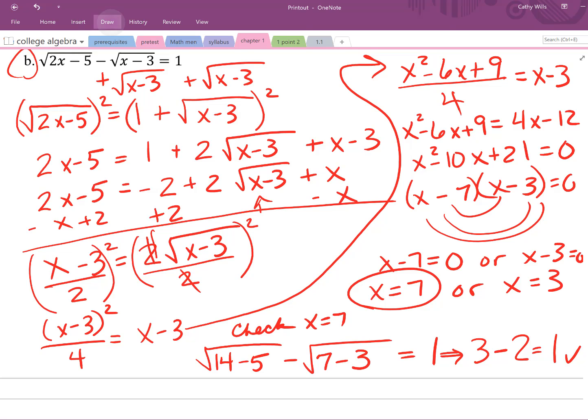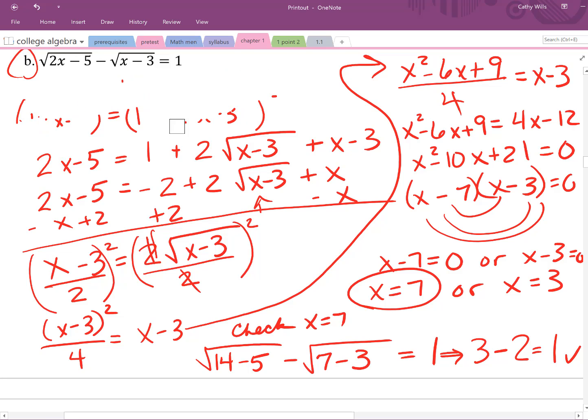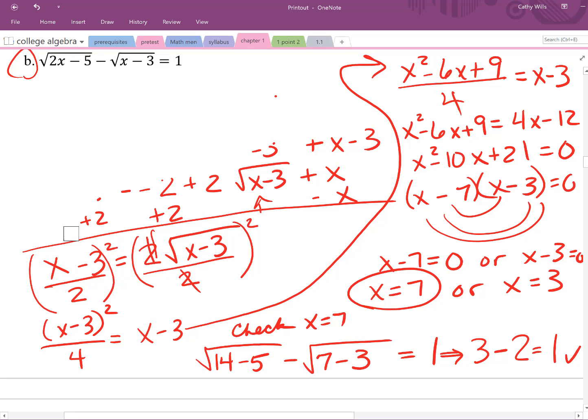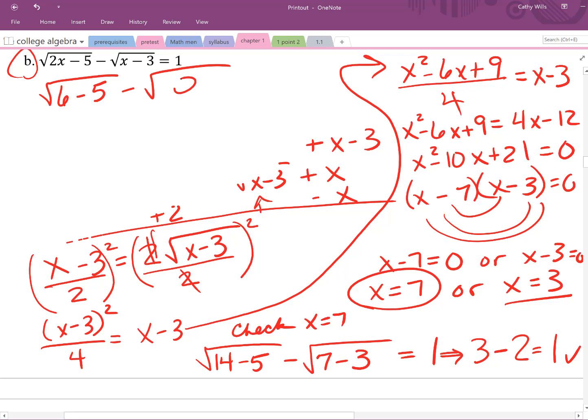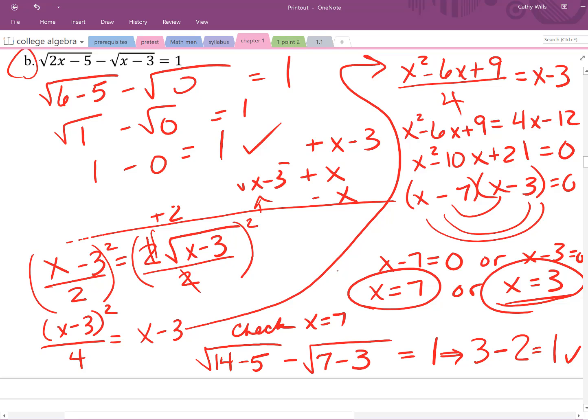Now I'm going to need to go back and check 3. And since I don't have any room, I'm just going to go ahead and erase some of this stuff up here so that I don't run out of room. So now I'm going to check 3. X equals 3, so that would be the square root of 6 minus 5 minus the square root of 3 minus 3, which is 0, equals 1. That gives me the square root of 1 minus the square root of 0 is 1. 1 minus 0 equals 1. That is the truth. So x equals 3 also works. Both solutions work.